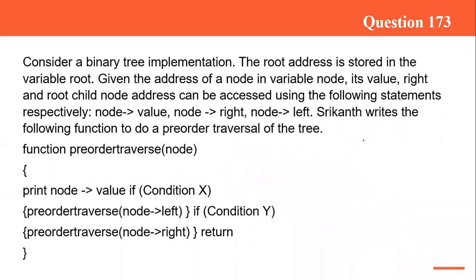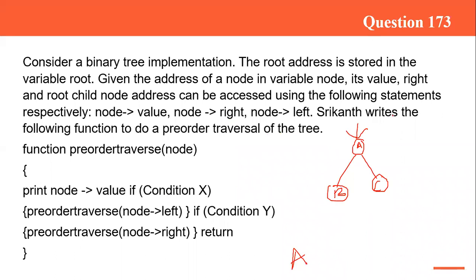For example, I have a tree like this. Three elements are there. Let us assume A, B, C. Now first I'll do what? Print the node's value. What is the node's value? The root node is pointing to what? Root node, that means A. A will be printed.